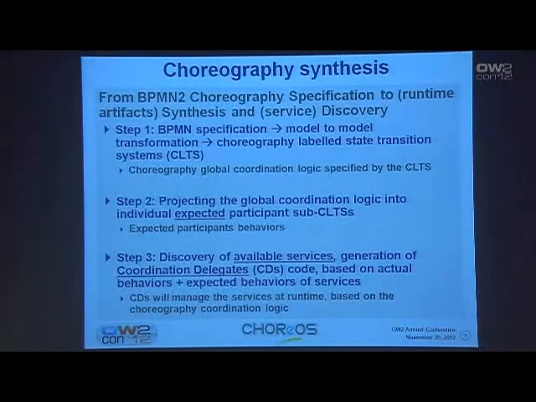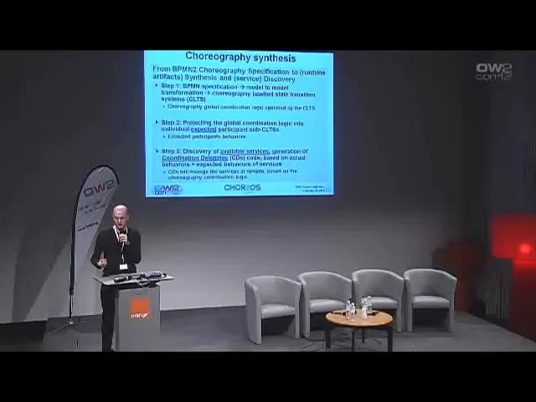So how does it work? It is the main focus, the main core of CHOReOS that allows us to run choreographies. So we move from a BPMN2 choreography specification, like the one you saw before, to synthesis of artifacts that allow runtime of this choreography, and of course also discovery of the available services. So the first step is moving from BPMN2 specification and applying model-to-model transformations. And we obtain what is called a choreography labeled state transition system, or CLTS. This is in fact the global coordination logic that is specified in the choreography at the global level.